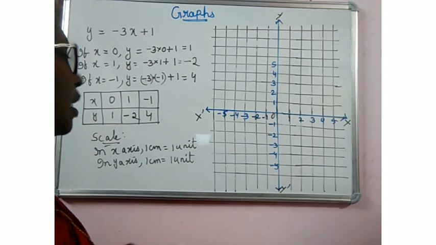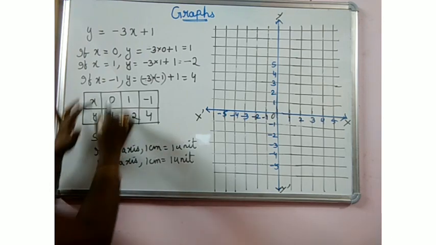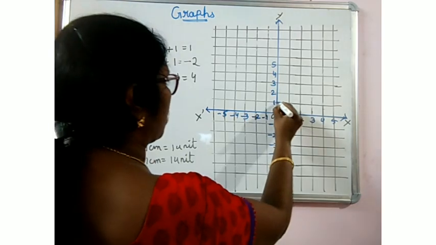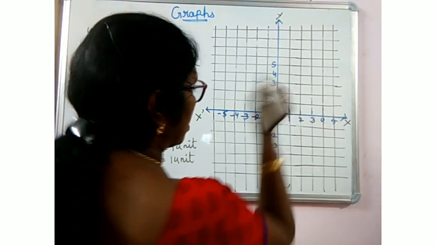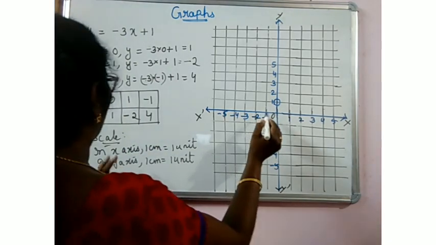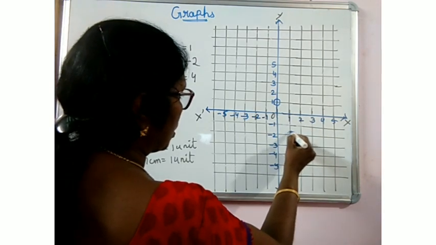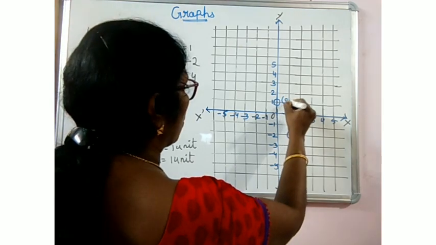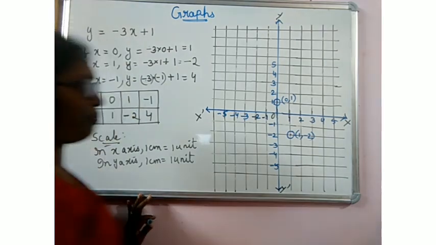Okay, now let us plot these points. X coordinate 0, y coordinate 1. So this is the point 0, 1. Second one, 1, minus 2. 1 is the x coordinate, minus 2 is the y coordinate. So this is the point. This is 0, 1, and this one is 1, minus 2.